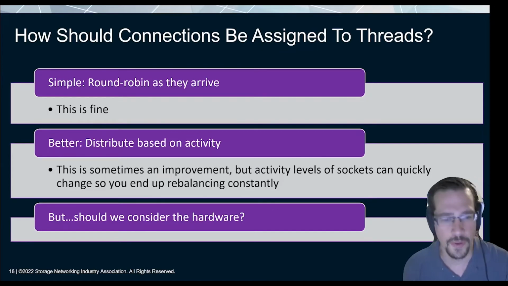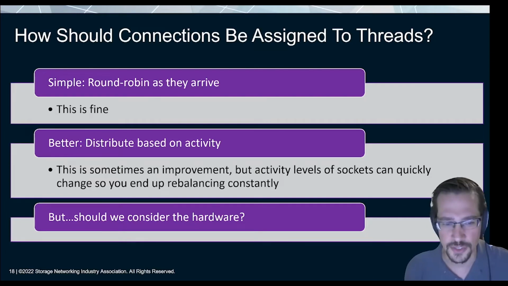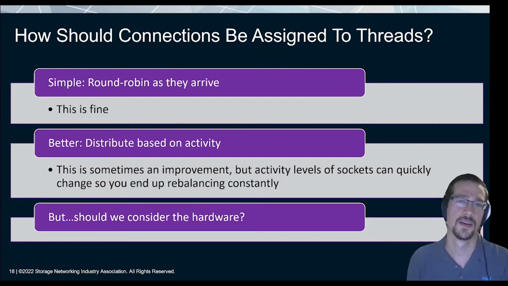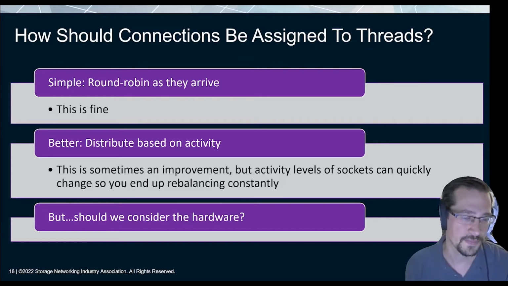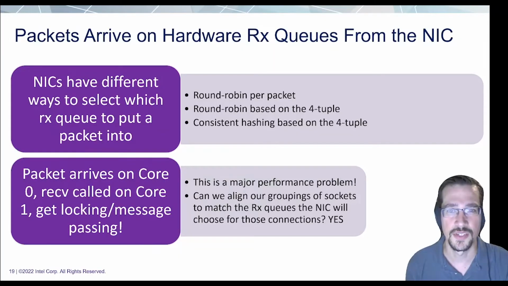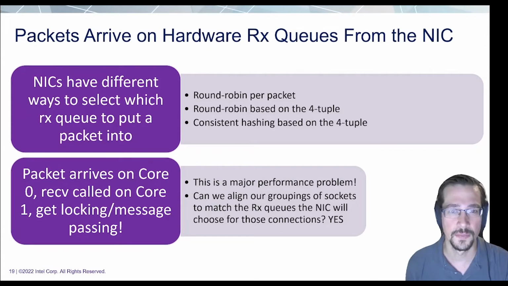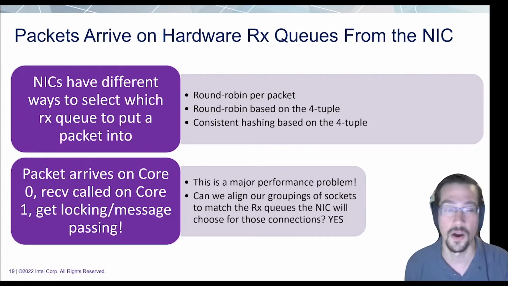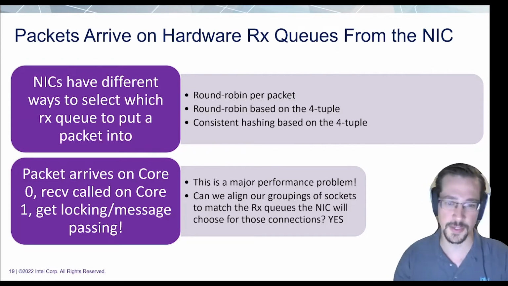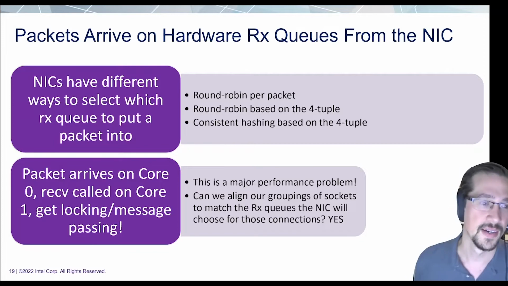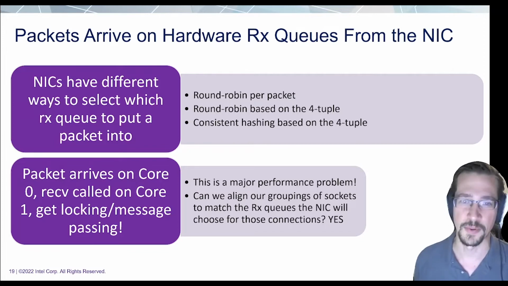But is there another way we should do it, or other considerations? Should we think about what the hardware is doing? And the answer is definitely yes. So a little bit about how a NIC works. NICs place packets into what they call RX queues. Receive queues, the NIC people call them RX queues. I'll use the networking person terminology.